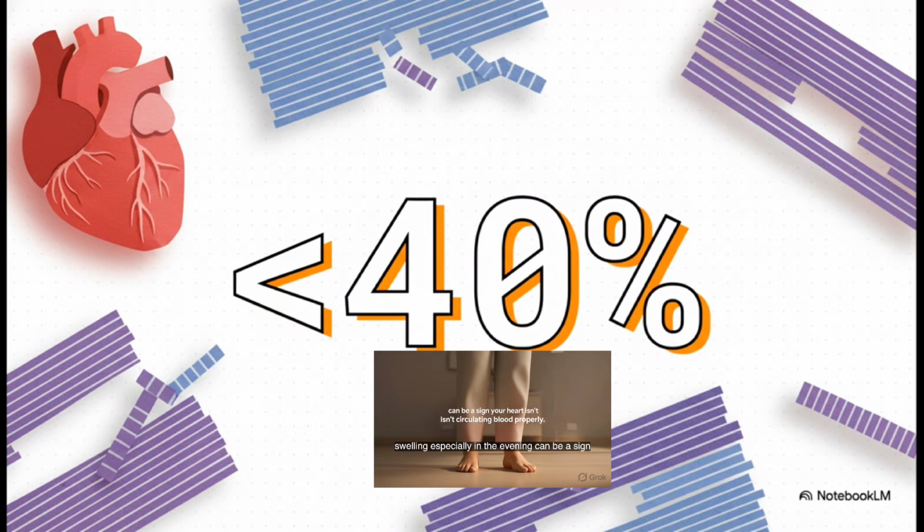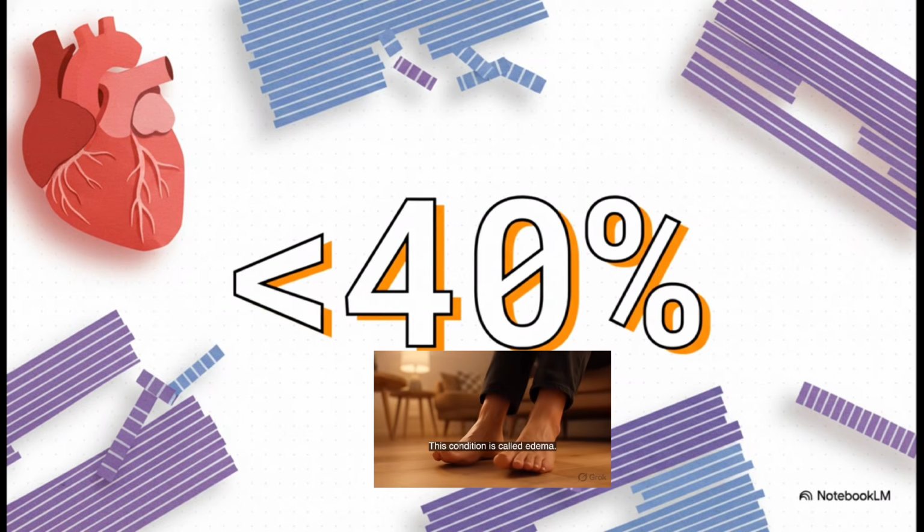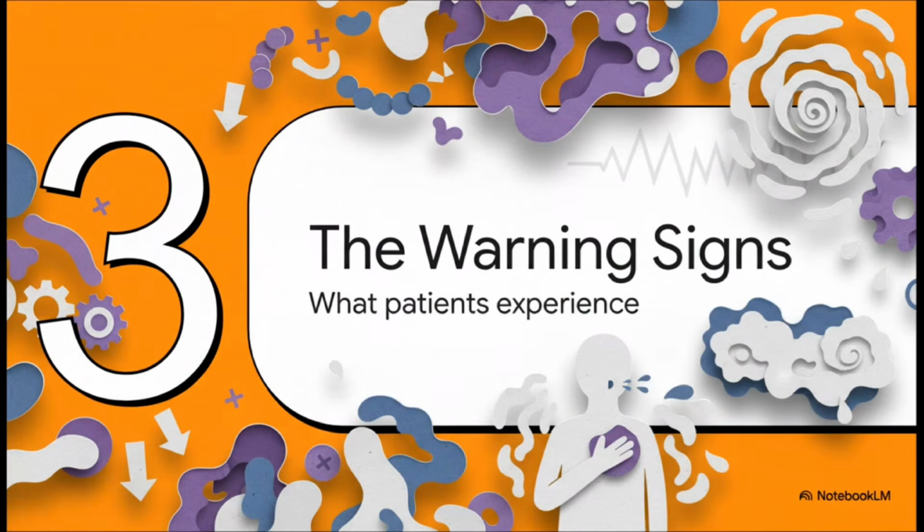But when things go wrong, like in reduced systolic function, that ejection fraction drops dramatically. We're talking below 40%. If we zoom all the way down to a microscopic level, the heart's fundamental engine, the sarcomere, becomes totally impaired. The vital proteins inside literally lose their synchronized grip on one another, and that results in a weak, diminished contraction. Moving on to part 3, recognizing the warning signs, what patients experience.